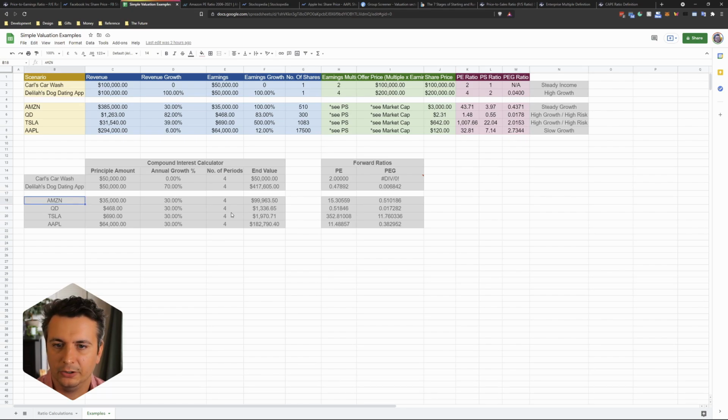So very quickly, I'm not going to go through every single one of these, but Amazon, for example, if you took their earnings from this period and we say that it's going to grow 30% per year over 4 years, it means that their earnings, their net profit will 4 years out be 100. I can't remember if these are in billions. So $10 billion.